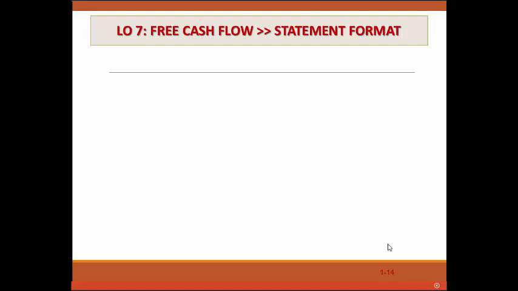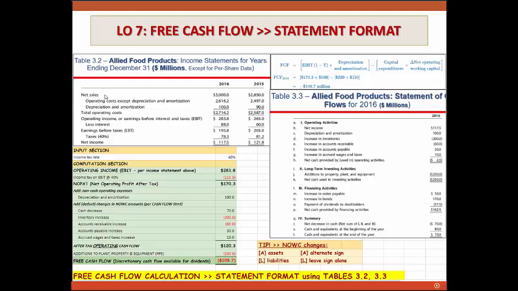This is a BC Eagle Finance video, Brigham and Houston, Chapter 3, Learning Objective 7, Free Cash Flow. What appears on your screen is the free cash flow statement for the Allied Food Products Company that is part of your chapters. Now, what is free cash flow and how does it differ from the statement of cash flow?